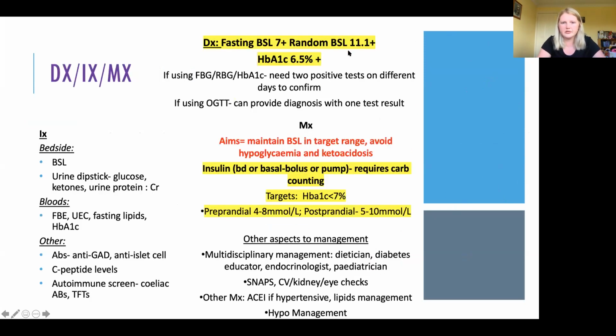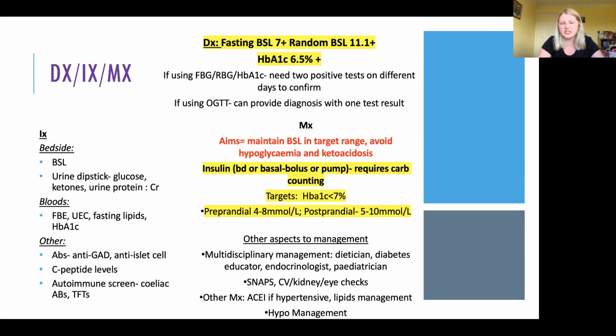So again, I've repeated them up the top here. And the important thing with any diabetes is that you always need 2 positive tests on 2 different days to confirm the diagnosis. So if someone came into a clinic and you did a random blood glucose and it was elevated, whilst you may think that they have diabetes, you actually need another positive test to confirm that.